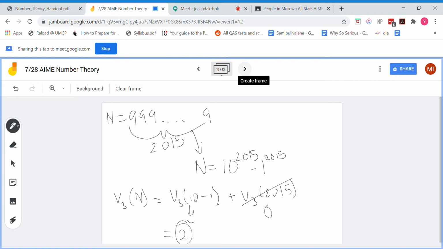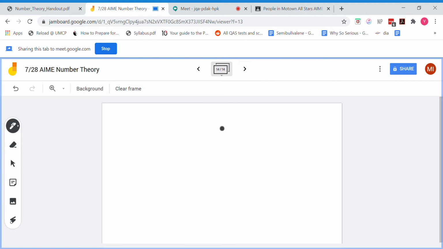Alright, so let's look at another example. So suppose A1, so we're going to define a sequence. A1 equals to 2011, and AN equals to 2012 to the power of AN minus 1 for all n greater than 1. So what we want to know is VP of A2012.